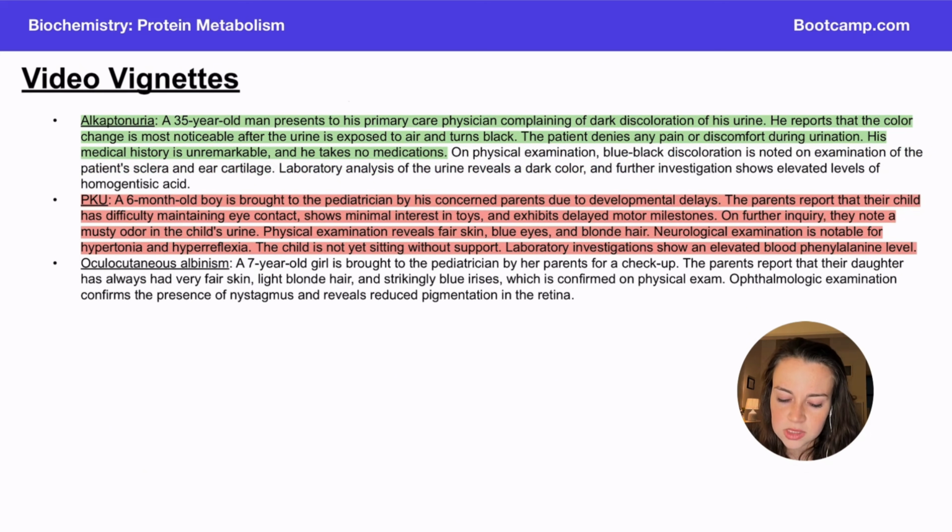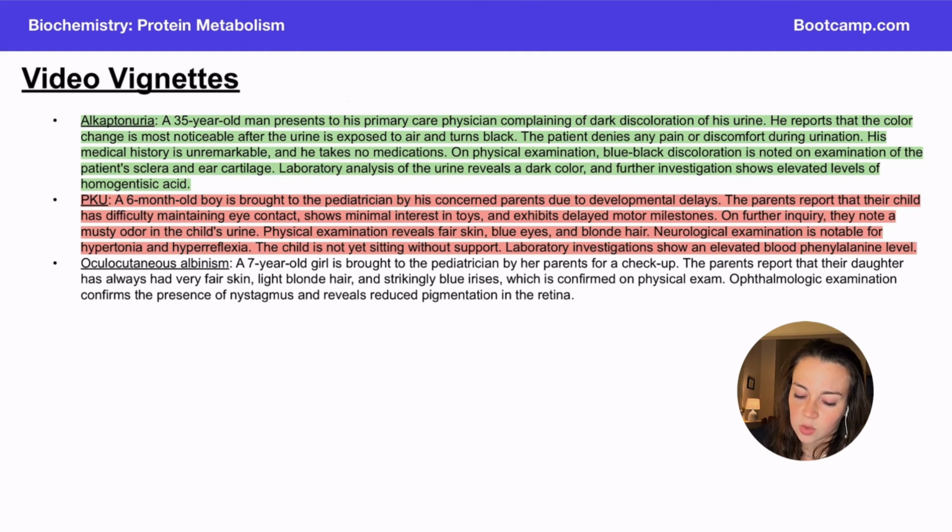We do a physical exam, and we're going to see some blue-black discoloration of actually his sclera as well as his ear cartilage. That's that ochronosis. We get a urinalysis. It shows a dark color of the urine, and then further investigation shows elevated levels of homogentisic acid.